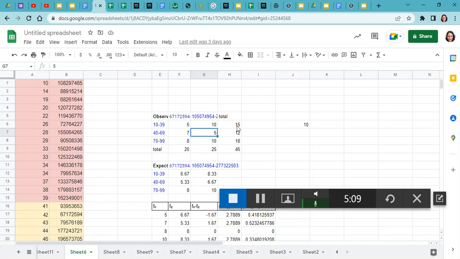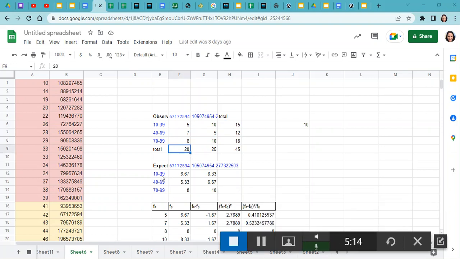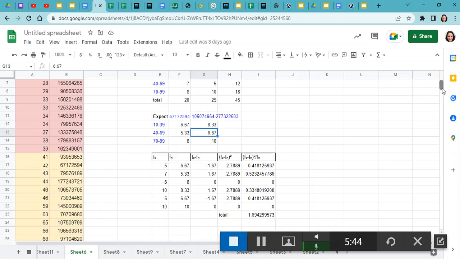All right, so then of course you find your totals for your rows and your totals for your columns. And then here's our expected value. Remember, to get the expected value, you multiply the row total, 15, times the column total, 20, and then divide by the overall total, 45. And you do that for each cell. For example, this one would be the row total of 18 times the column total of 25 divided by the overall total of 45. So you have your observed table and you have your expected table.